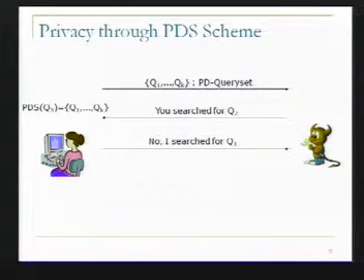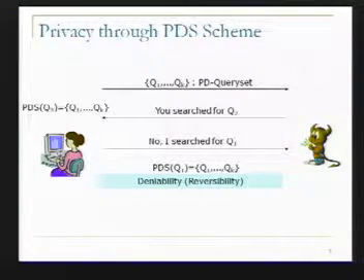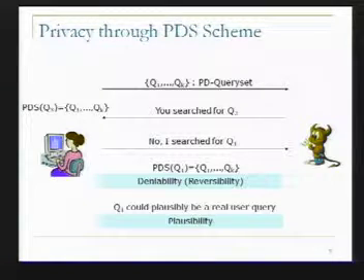Why? Because if I use the plausibly deniable search, Q1 also gives me the same set, Q1 to QK, which gives you the deniability argument. You can deny issuing any of the queries in the set. And also, we have the property that all the queries are plausible user queries, the plausibility argument.